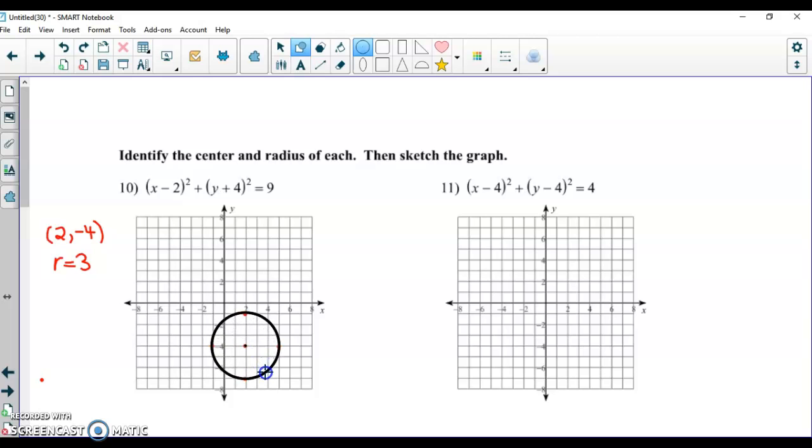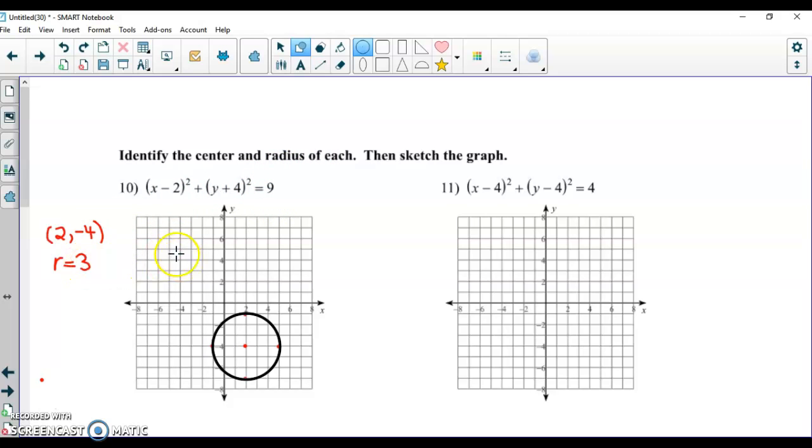And your circle should basically look like that. Okay? So it's fine if it's not perfect, but that's the general idea. So here's what we did. We looked at the equation and we found the center. We wrote that down. Then we looked at the number here and we used that to determine the radius.